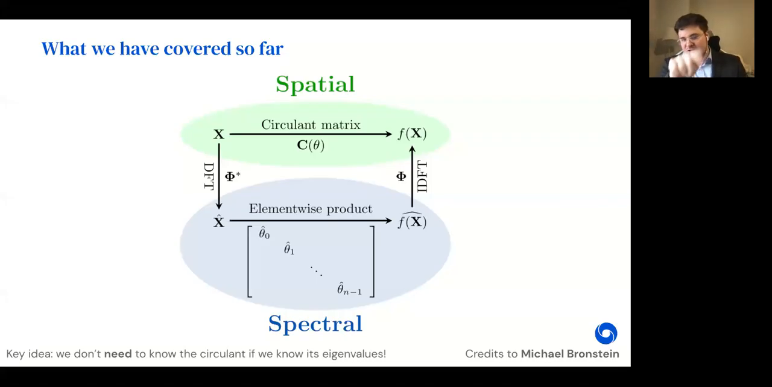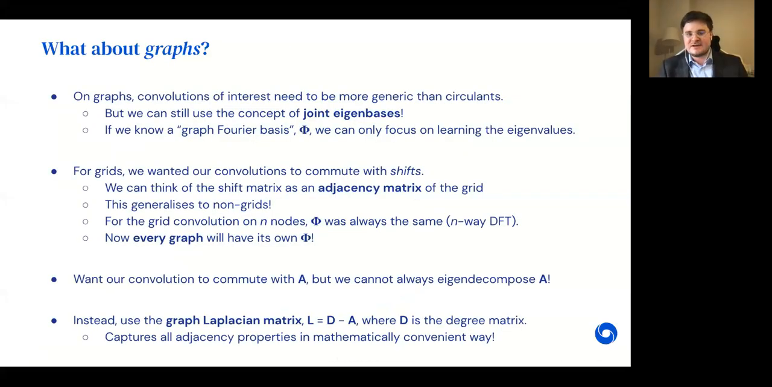But now I've just offered you a detour. I can instead first apply the discrete Fourier transform phi star to transport X into the spectral domain. And in this domain, applying a convolution is just element-wise multiplying with that convolution's eigenvalues. Then once I have the result in the spectral domain, I can cast it back into the spatial domain by applying the inverse discrete Fourier transform, which is just phi. So the key idea here is that I don't need to know what the convolution operation is if I know its eigenvalues with respect to the Fourier basis. And this gives us a recipe for graphs.